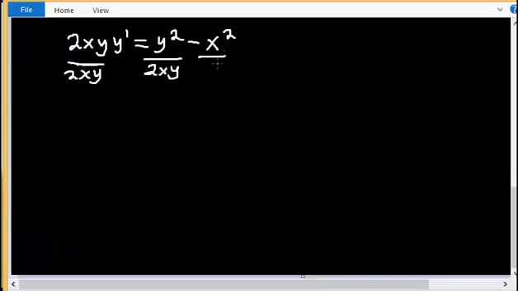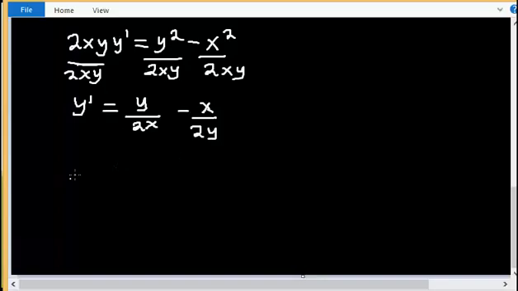So I'm dividing through by 2xy. If I divide by 2xy, 2xy cancels 2xy, I have y prime equal to y squared divided by y. I have just y, so I'm going to have y divided by x minus x squared divided by x. I just have x at the numerator, x then divided by 2y.